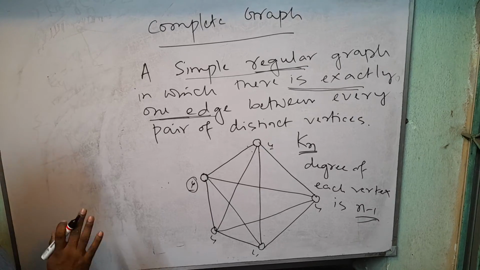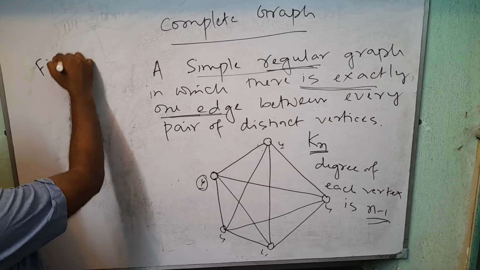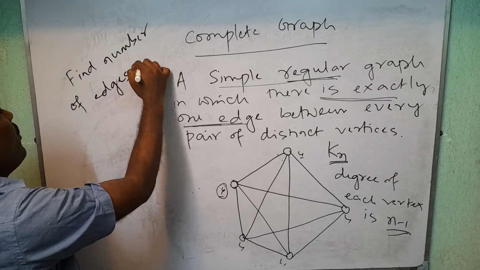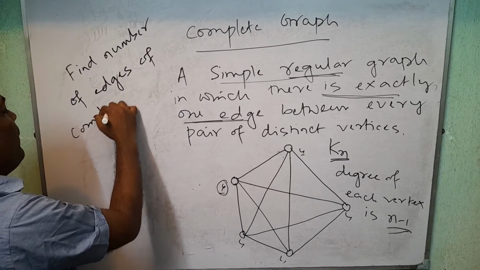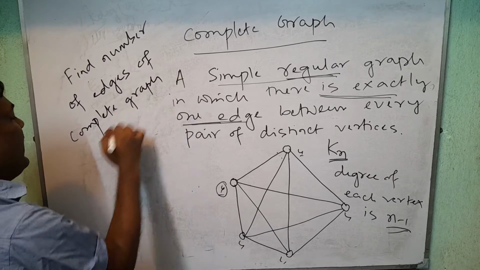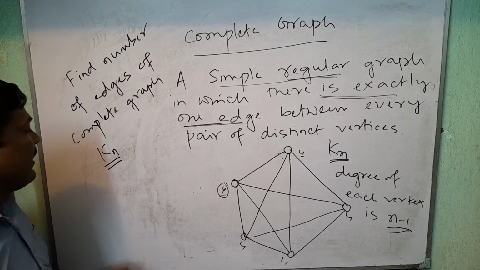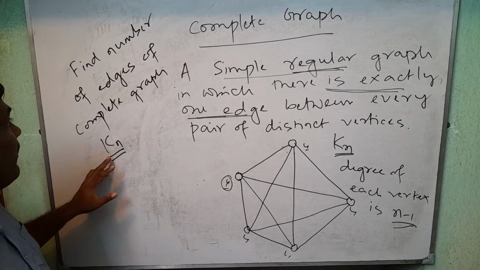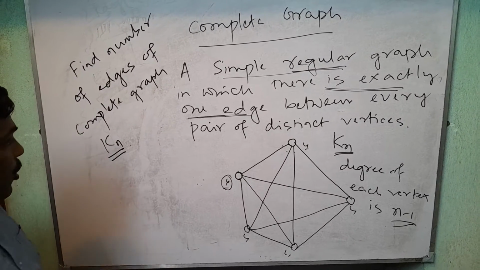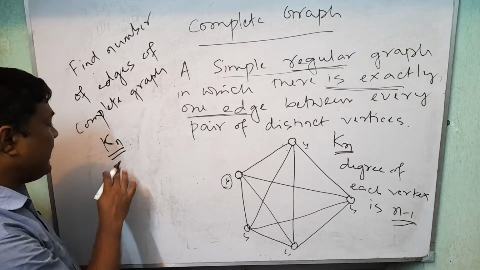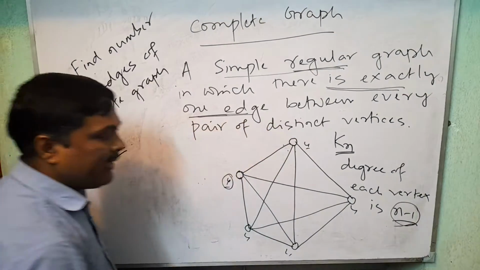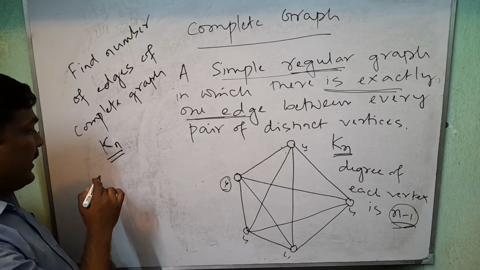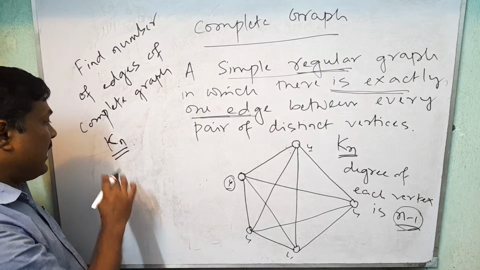Okay. Now the question is: find the number of edges of the complete graph Kn. Kn is one complete graph having n vertices. So in Kn, the degree of each vertex is n minus 1, and the number of vertices is n.